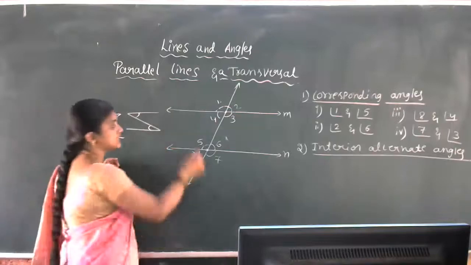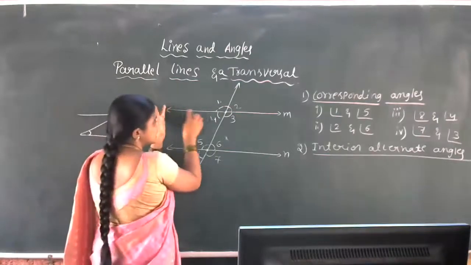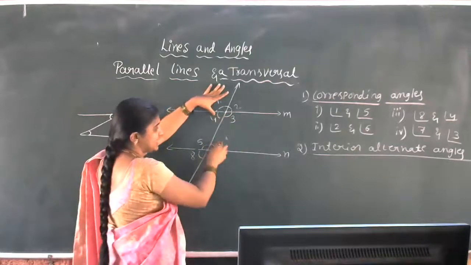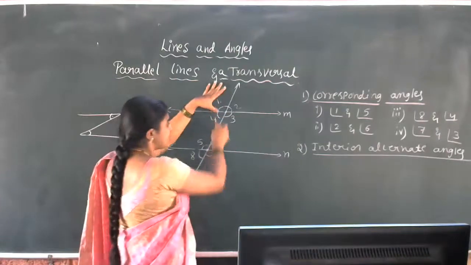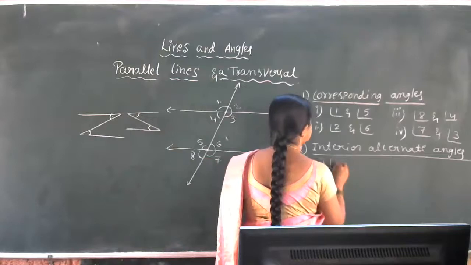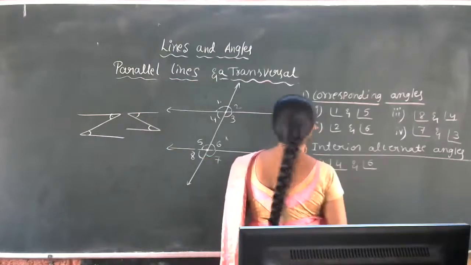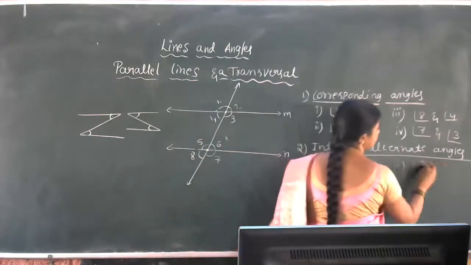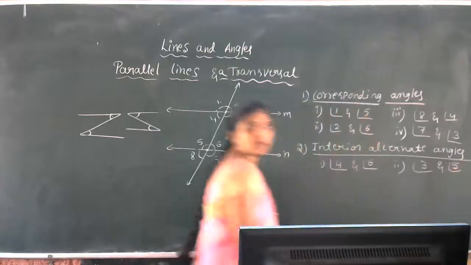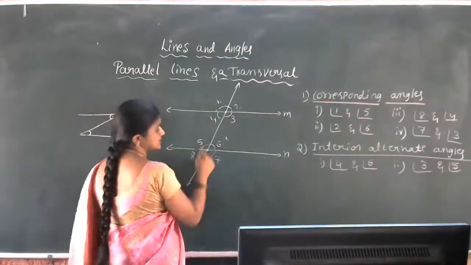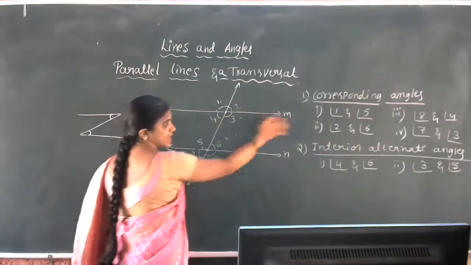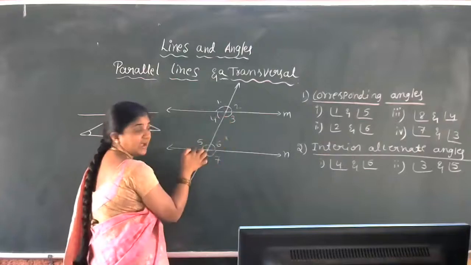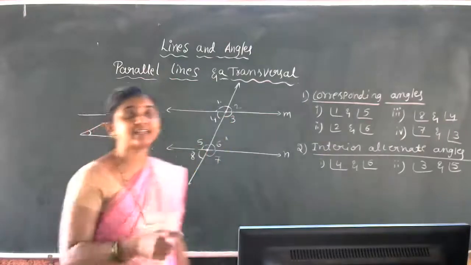Now, can you guess the interior alternate angles? Here you just see the Z shape. Angle 4 and angle 6 are in the interior portion of the Z. So the first pair is angle 4 and angle 6. Which is the next one? The second one is angle 3 and angle 5. Is it clear now, students? First is the direct Z shape, 4 and 6. Now the reverse Z shape, 3 and 5. So 4 and 6, and 3 and 5, are the pairs of interior alternate angles.